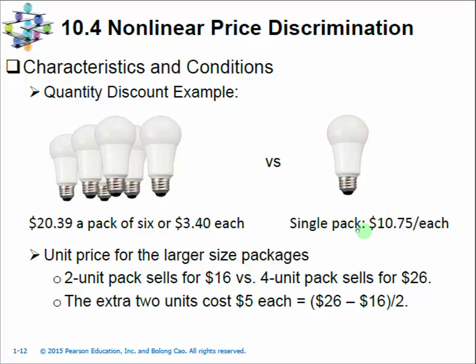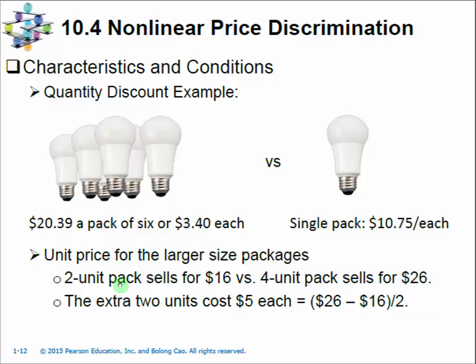But they also sell a single pack. This one actually costs $10.75 each, and that's more than $6 more expensive than the bulb in the 6-pack. So in this example, what we see is that when you have a quantity discount, the average price per unit in a larger size package is cheaper than in a smaller size package.